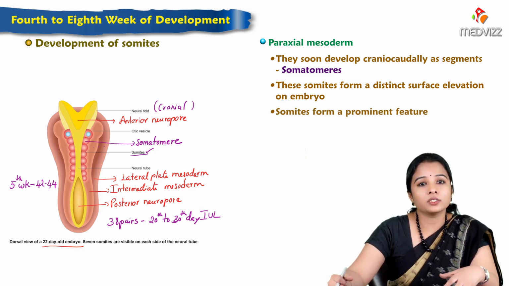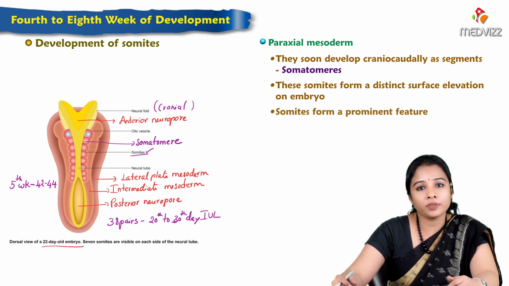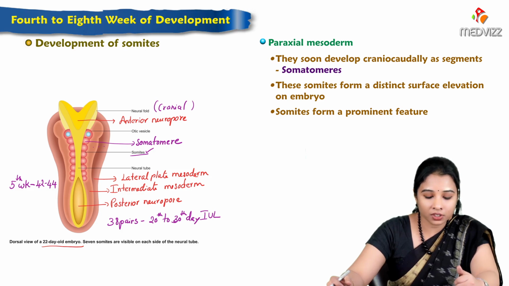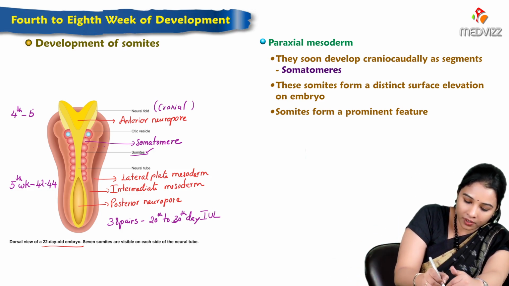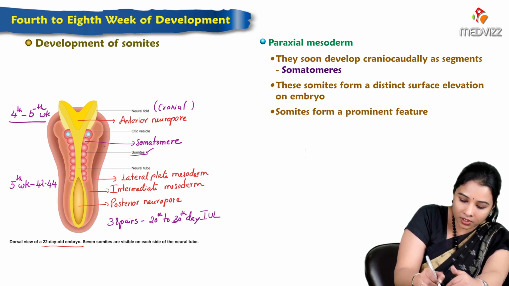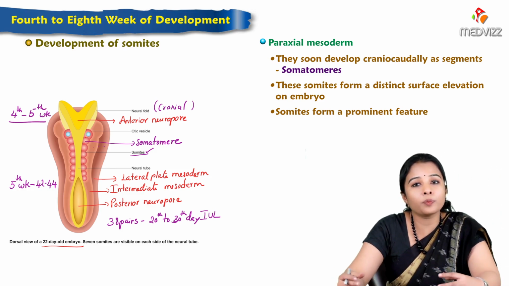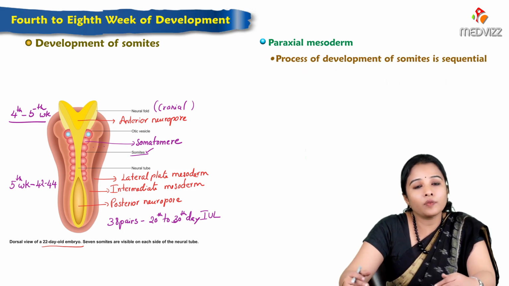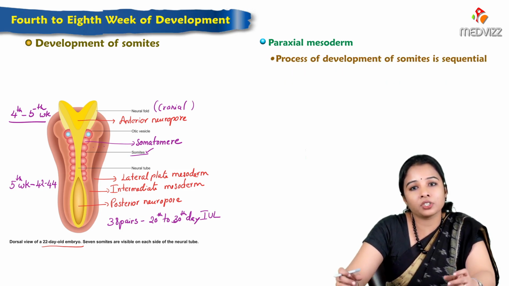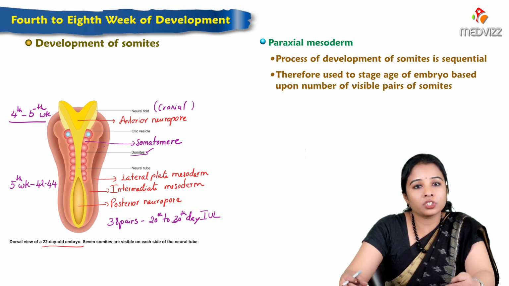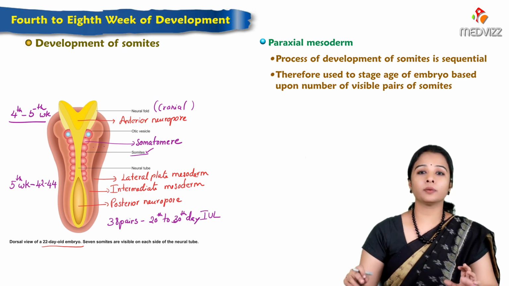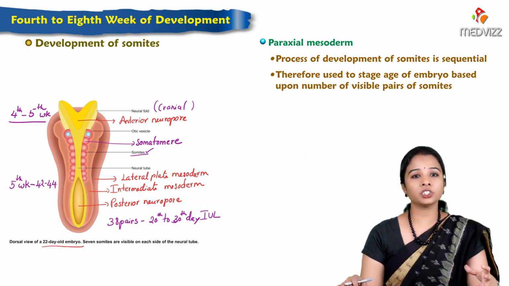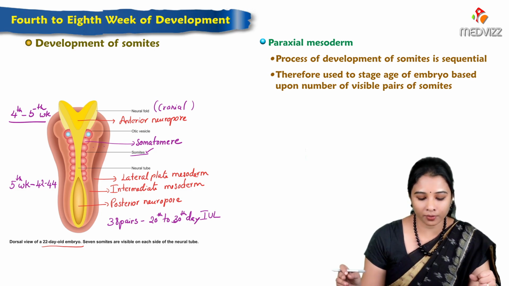Now these somites form a prominent feature between the 4th to 5th weeks of gestation. So during the 4th to 5th week of gestation, the somites are more prominent, and the process of development of somites is sequential, and therefore it is used to stage the age of the embryo based upon the number of visible pairs of somites. So by seeing the number of somites, a clinician can guess the age of the embryo.